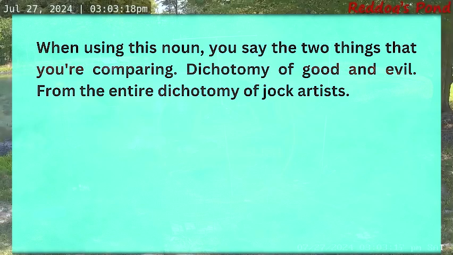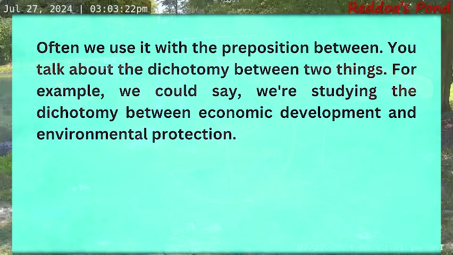The dichotomy of good and evil. Often we use it with the preposition between. You talk about the dichotomy between two things. For example, we could say we're studying the dichotomy between economic development and environmental protection.